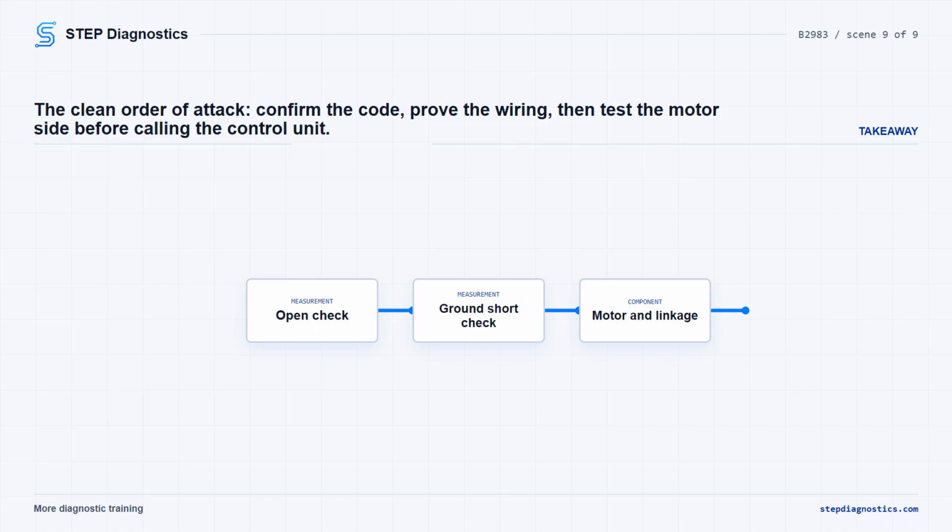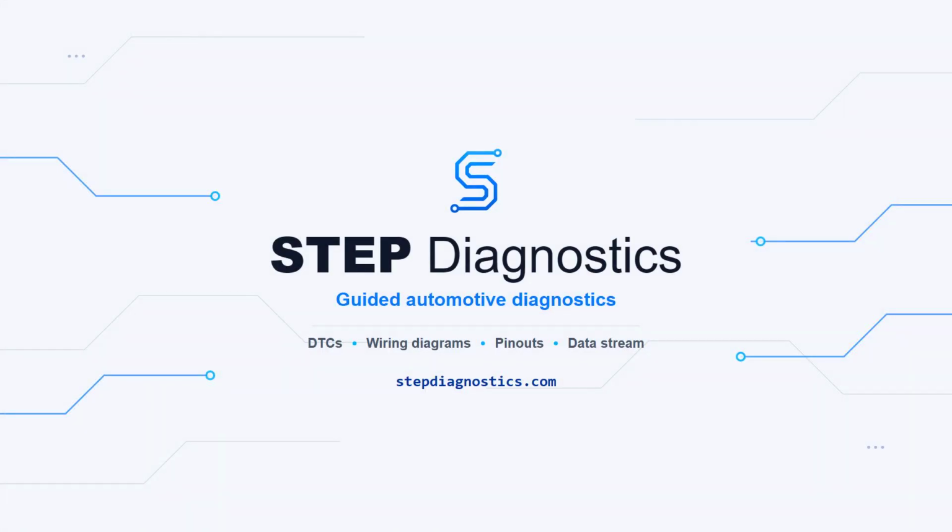Clear the DTCs, operate the system through the same self-diagnostic path, and make sure B2983 does not reset. The clean diagnostic logic here is simple. Prove the code is current. Prove the two motor control wires are not open. Prove they are not shorted to ground. Then test the motor and linkage before condemning the control unit.